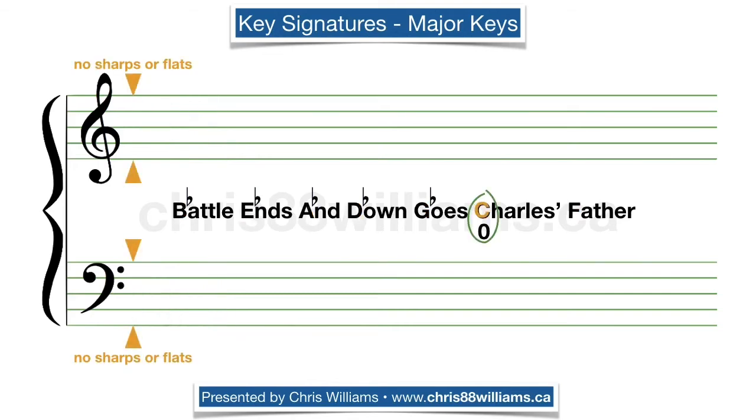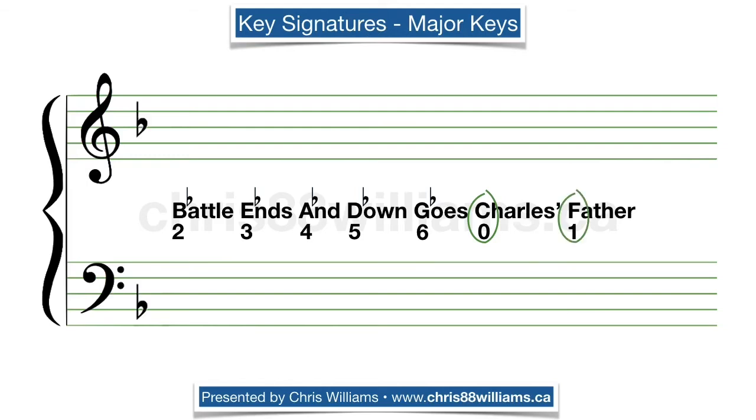Remember, C major has no sharps or flats, so, just like the sharps, imagine or draw a 0 under C. And then continue the numbering scheme like this. So, we know that C major has no flats in its key signature, and now we know that F major has 1 flat, B flat major has 2 flats, E flat major has 3 flats, A flat major has 4 flats, D flat major has 5 flats, and G flat major has 6 flats in its key signature.